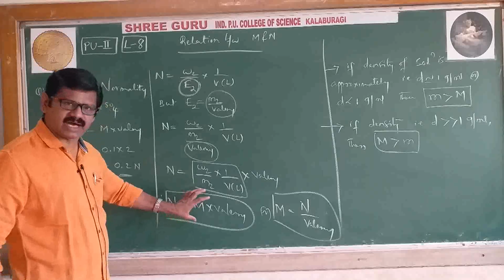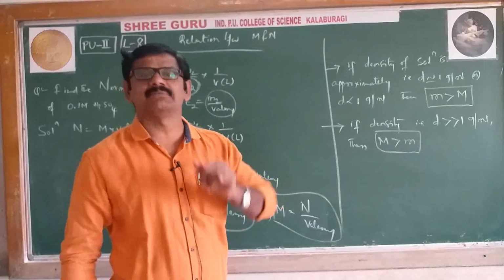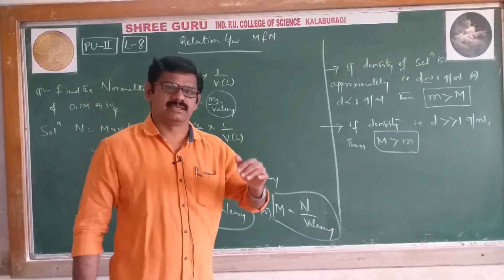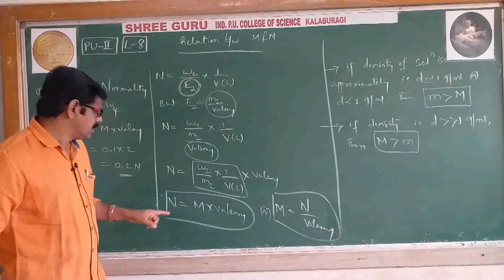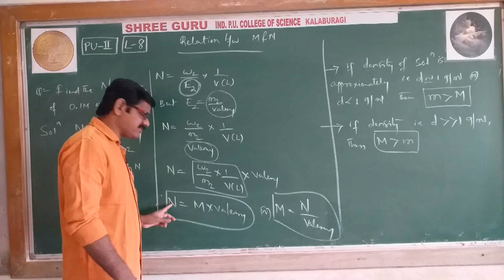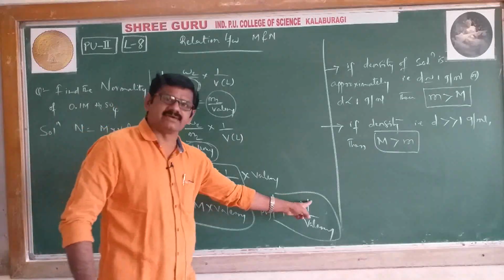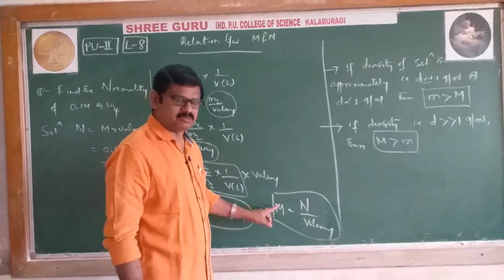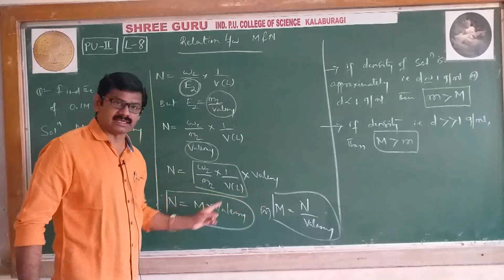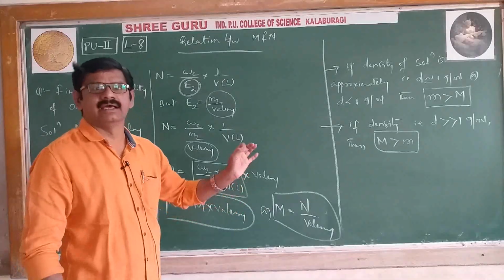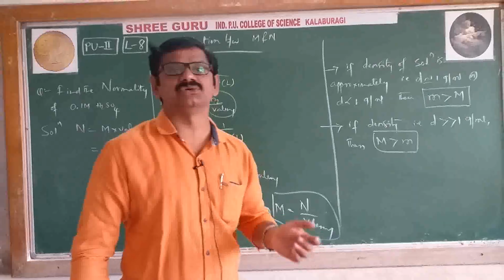What is the use of this formula? If in the question molarity is given, normality can be calculated as usual, and if normality is given, molarity can also be calculated. If molarity is given, we can calculate normality just by multiplying with valency. Or if normality is given, how to calculate molarity? Molarity is equal to normality by valency. Both relations are compulsorily needed to convert molarity to normality as well as normality to molarity.